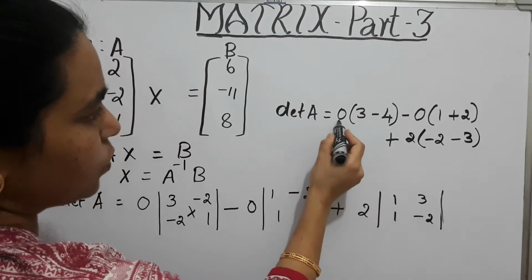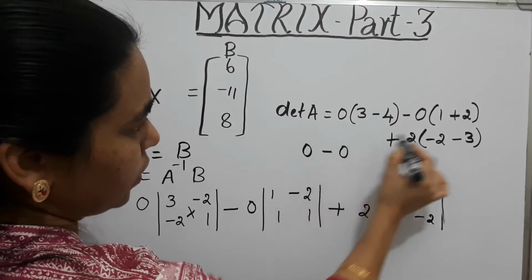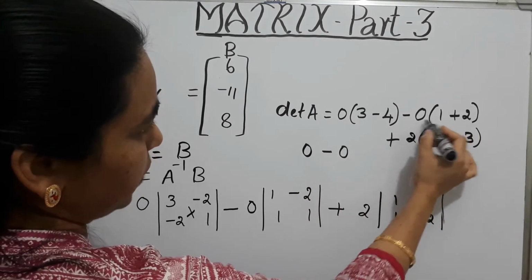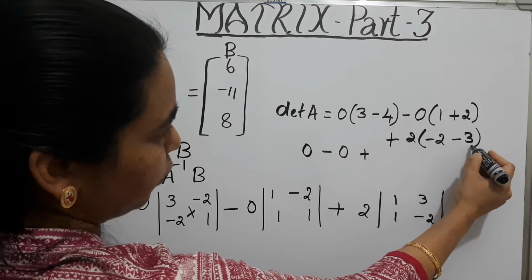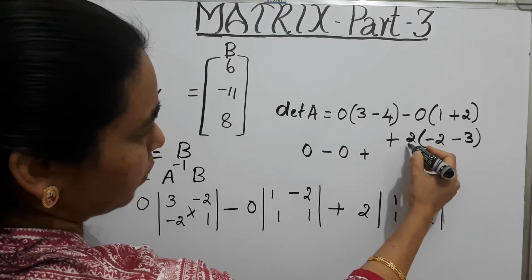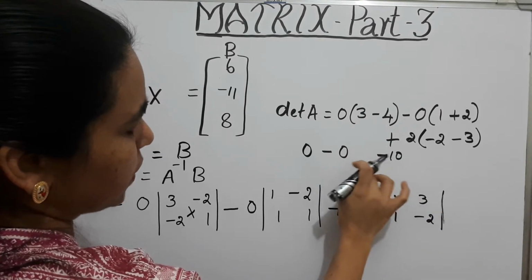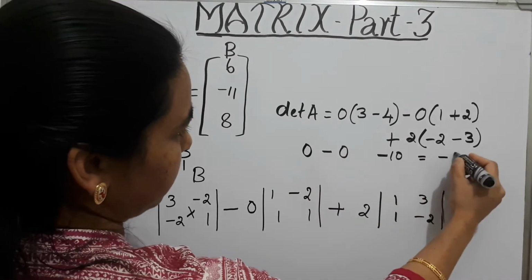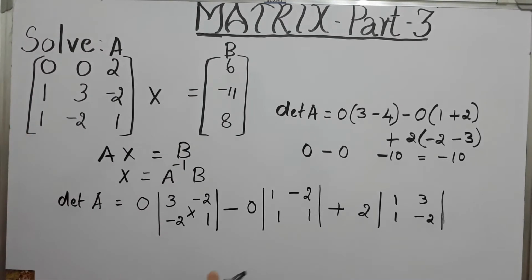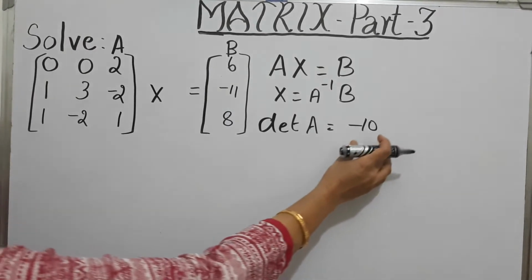Now 0 times anything is 0, so you can write 0 minus 0, because this also becomes 0, plus this is minus 2 minus 3, which is negative 5, and when you multiply negative 5 by 2 you get negative 10. When there is plus and minus you take it as minus. So the final answer for the determinant of A is negative 10. Now you have found the determinant of A, which is equal to minus 10.